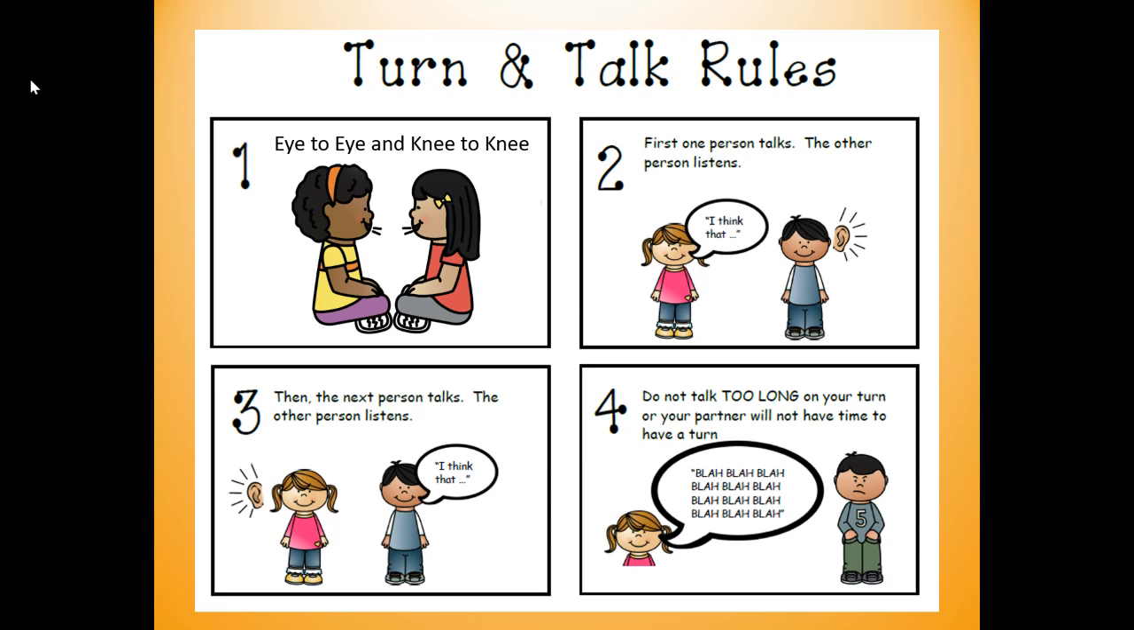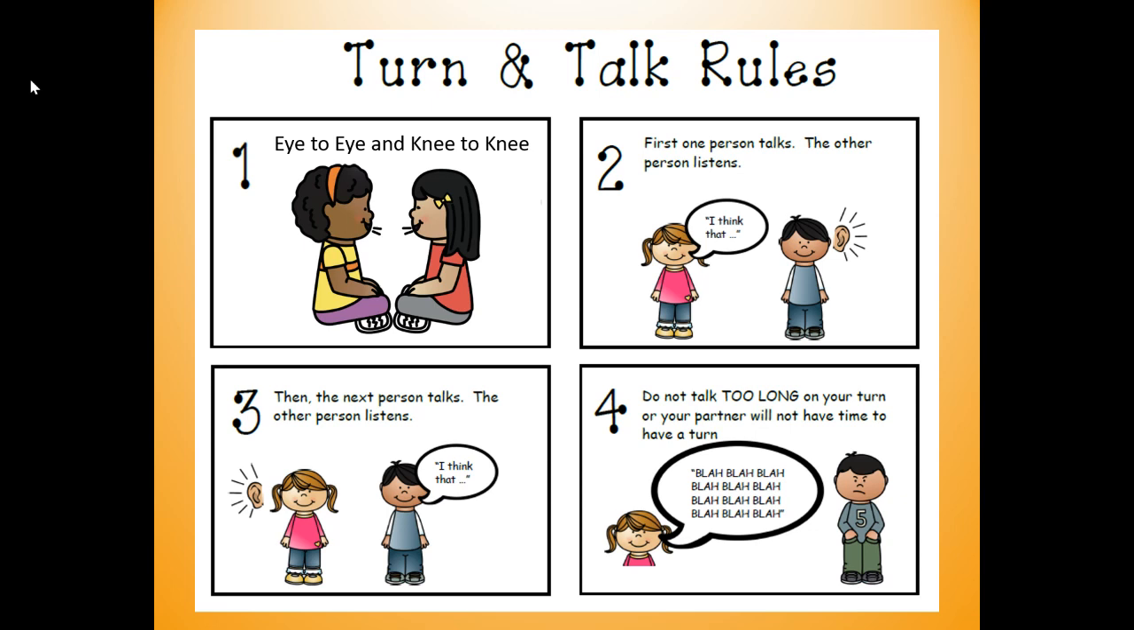All right, if you have a partner at home in your family, here are our turn and talk rules, or you can be my virtual partner. But if you have a partner at home, make sure you're looking at them eye to eye and knee to knee, face each other. Two, first one person talks, that's me, and the other person listens, that's you, or if you have a partner. And then the next person talks and the other person listens.